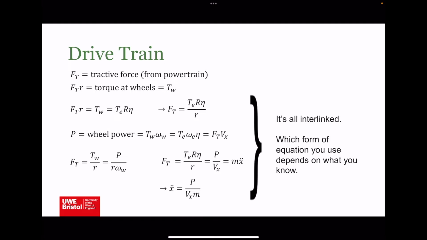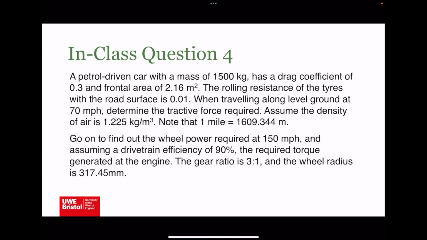Like I said, the problem is it's all interlinked, and which form of these equations you use depends on what you know. So there is this in-class question, and instead of asking you to do it, I thought I'd go through it. It's probably the easiest way to deal with it. I'm just going to load this up. So we're going to do this in-class question. It's a little involved, but it'll be okay.